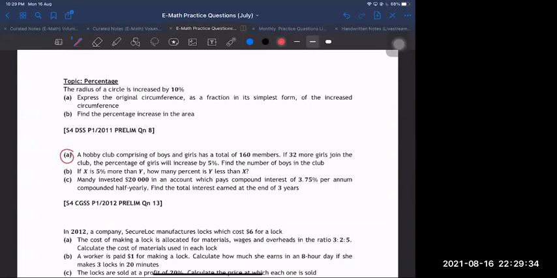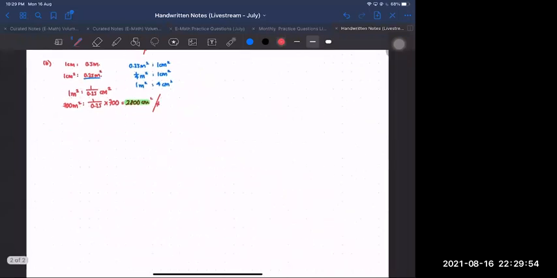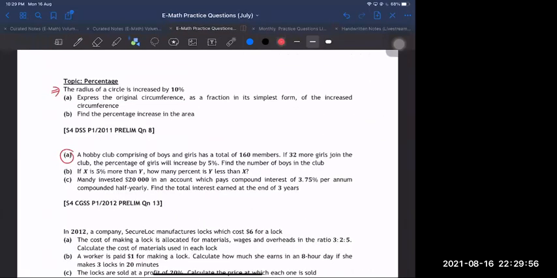Now, the radius of a circle is increased by 10%. Express the original circumference as a fraction in the simplest form of the increased circumference. The reason why I chose this question is because I wanted to explain to you guys what is the definition of increased by 10%.